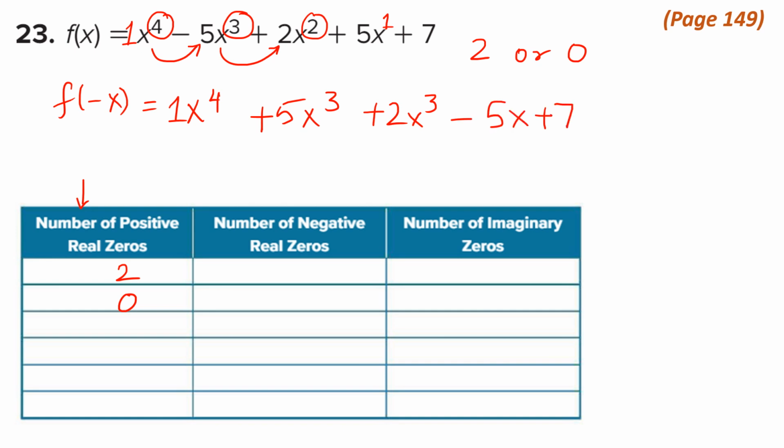So let's now count again for this one. Positive to positive, no change. Positive to positive, no change. Positive to negative, 1 change. And negative to positive, 2 changes. So again, 2 or 0, there are two options.